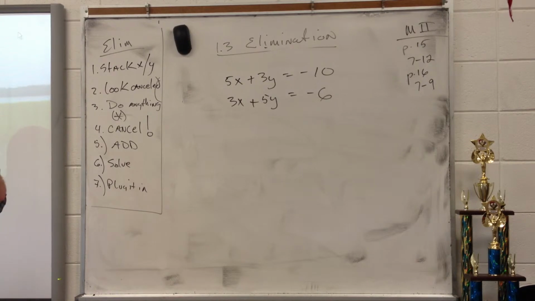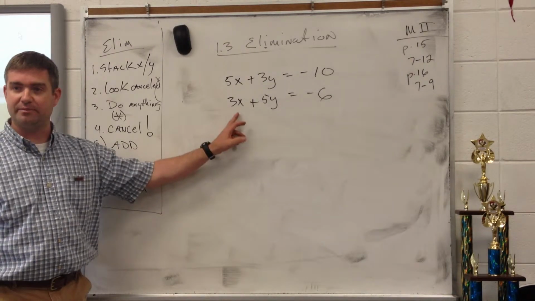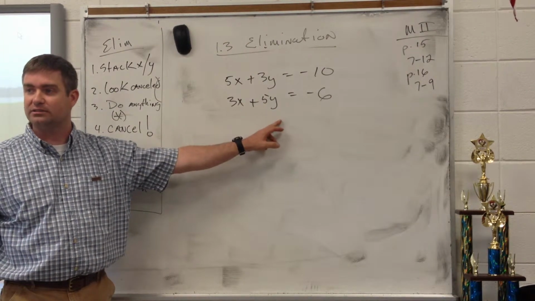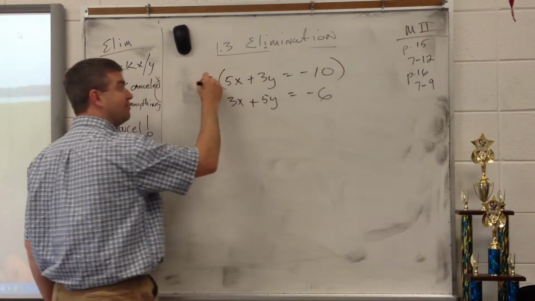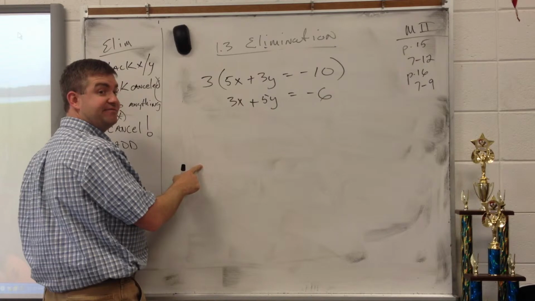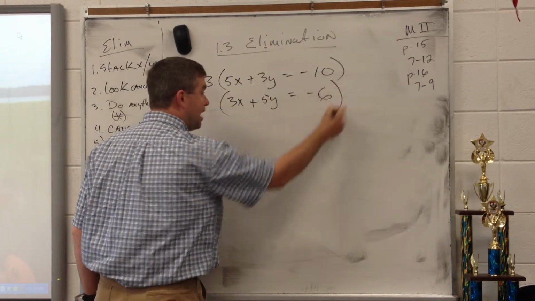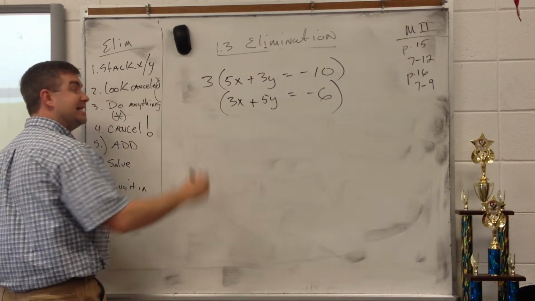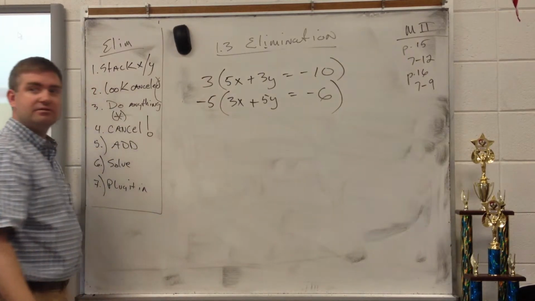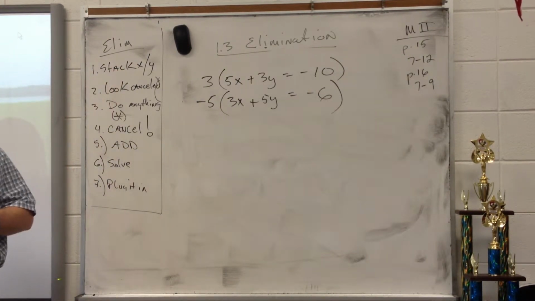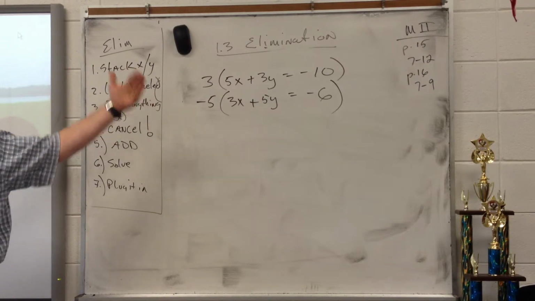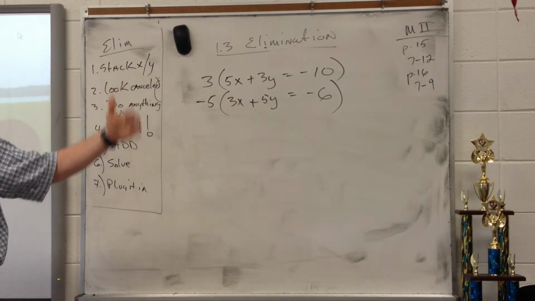Okay, and it's your choice which variable you want to eliminate. Do you want to eliminate the x's or the y's? Let's eliminate the x's. So I'm going to multiply this one by 3. That'll make that 15x. I'll multiply the bottom one by what? Negative 5. Why negative? So they can cancel. One of them's got to be positive and one of them's got to be negative. This is as hard as it gets. When you have to multiply both equations by something, that's as hard as it gets.